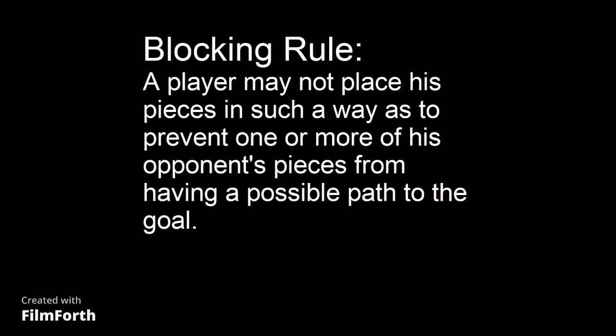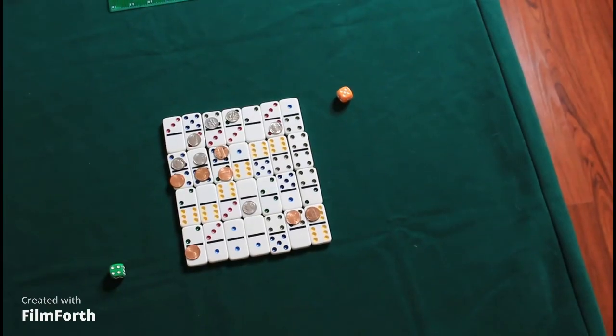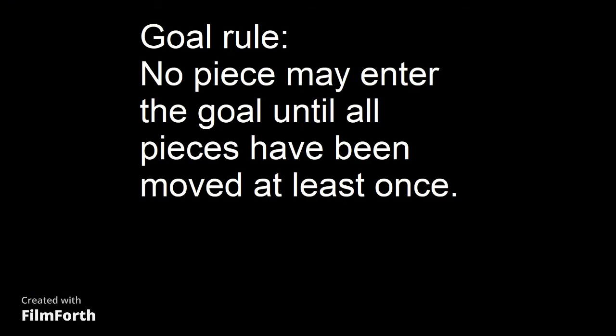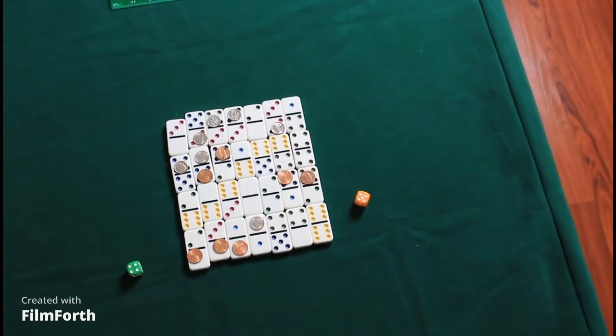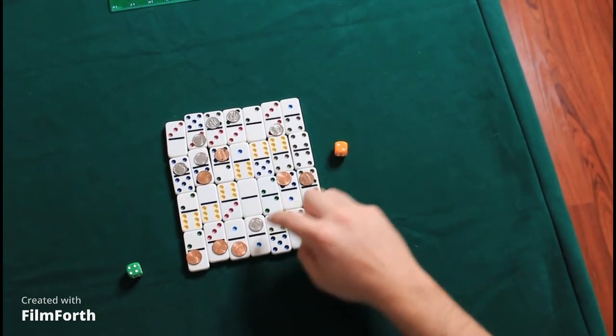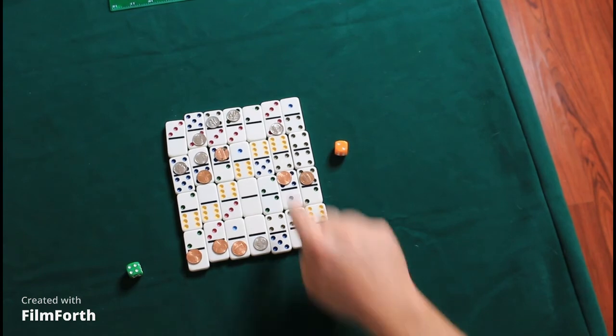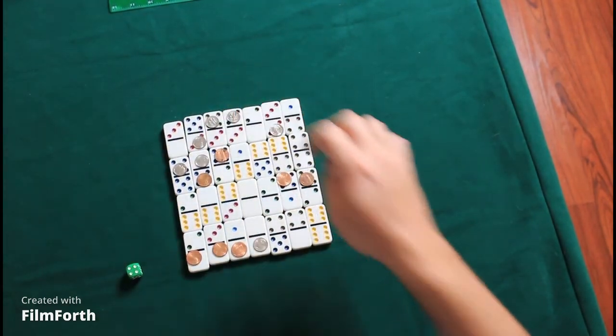So now we saw player 2 win. We're going to go ahead and give an example of a blocking rule. There's no way some of those dimes will ever get to the goal based on where those pennies are standing. And also the goal rule. You can't move your coin in before all your other coins have moved out of the goal. You must first move those out of the way.